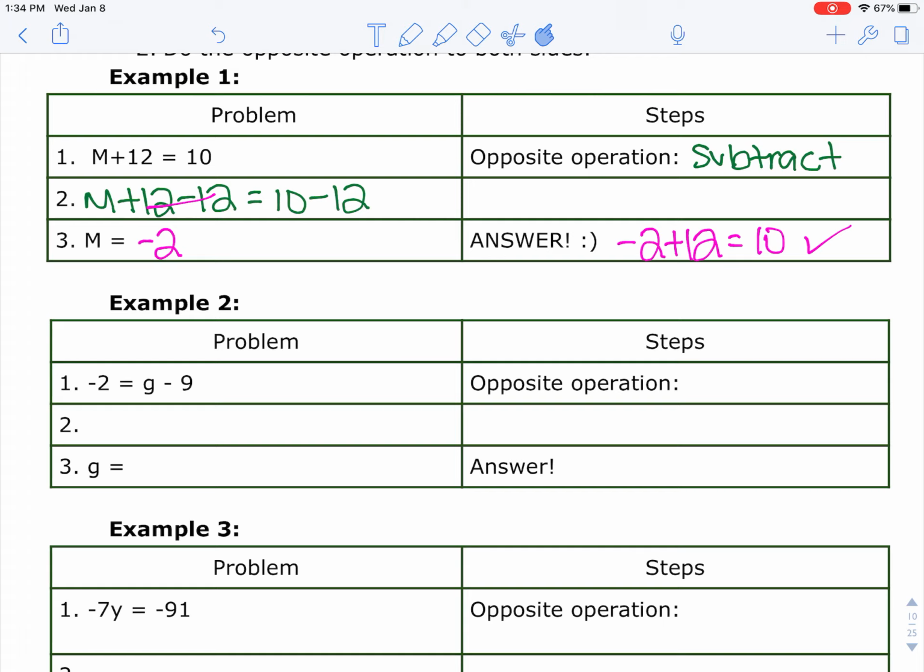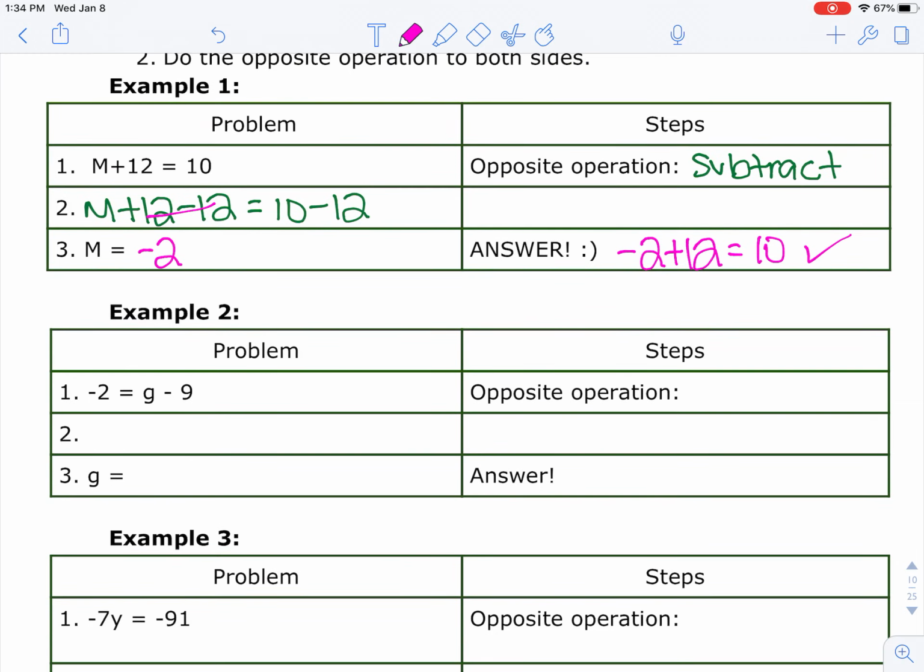But if I look at example 2, I notice that G is subtracting 9. So the opposite operation of subtraction would be to add. So in order to get that -9 to cancel out and get G all by itself, I would want to add 9 to both sides. So -2 plus 9 equals G minus 9 plus 9. If I simplify this down, -2 plus 9 gives me 7. And on that right-hand side, -9 plus 9 cancels, so G is equal to 7.